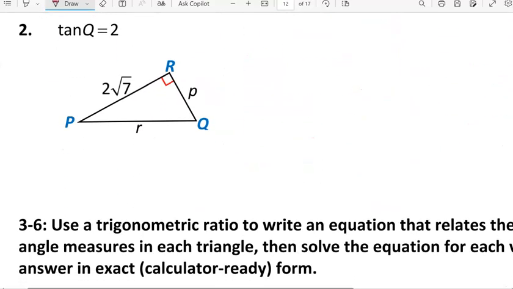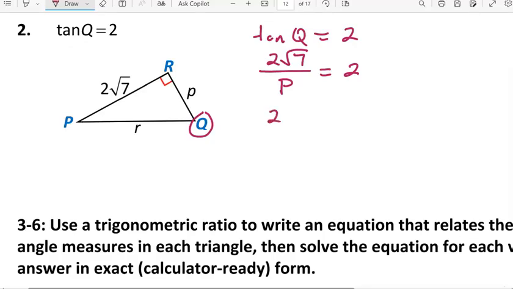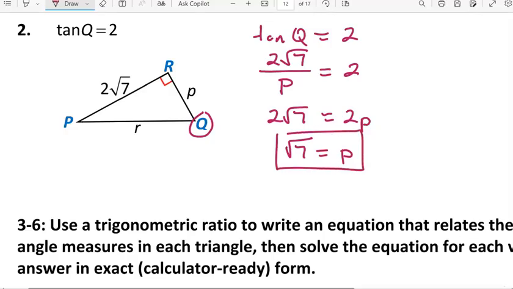Question number 2 is a similar question. So tangent of angle Q is equal to 2, is given to us. And so if I look at angle Q, tangent is the ratio of opposite, which is 2 times the square root of 7, over adjacent, which is P. So we can multiply both sides here by P, and that will give us 2 times P is equal to 2 times the square root of 7. Dividing by 2, P is the square root of 7.